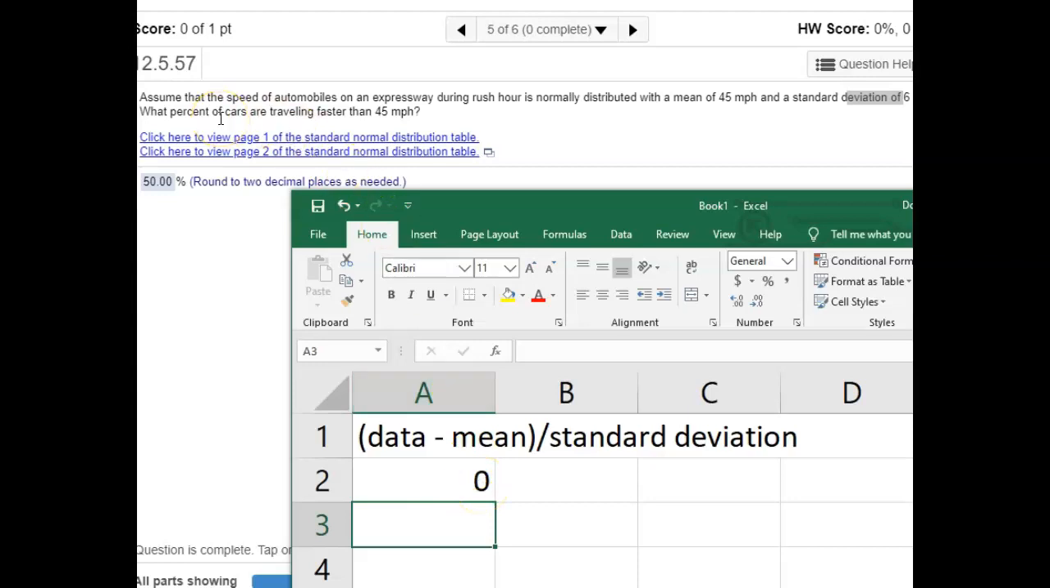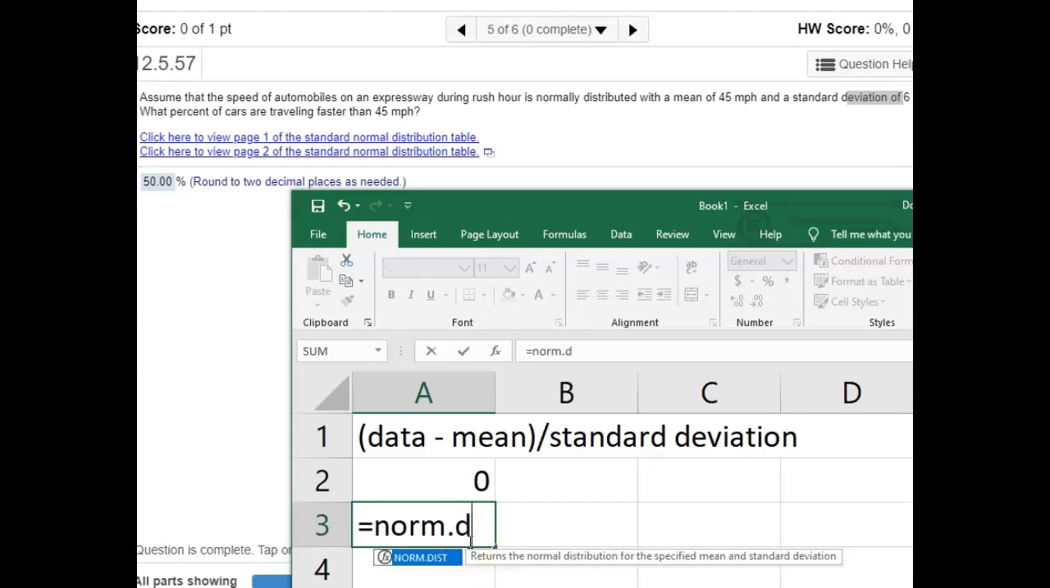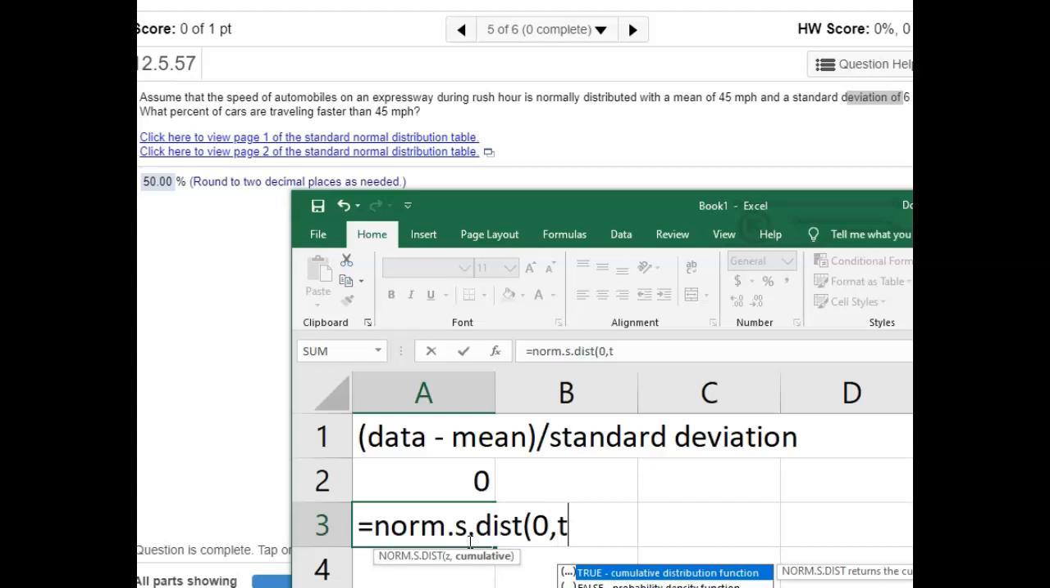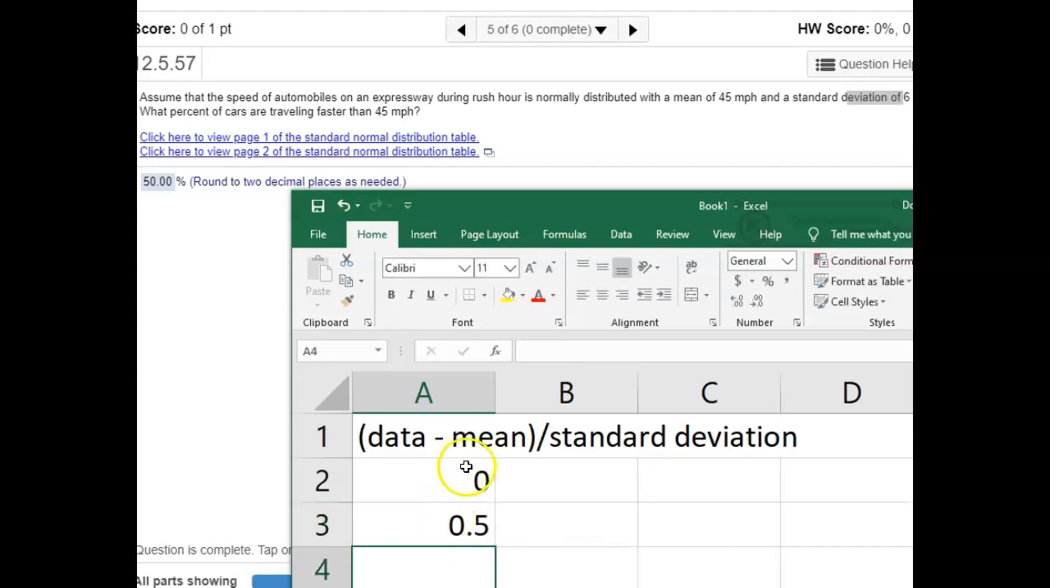So what percentage of cars are traveling faster than 45 miles per hour? I need to know what percentage is larger than a z-score of 0. So NORM.S.DIST of 0 for my z-score. And remember, this will give me the percentage of cars, the percentage of data less than my z-score. So I want to do 100% minus that answer. And that's the percentage larger or faster, in this case, than my value.